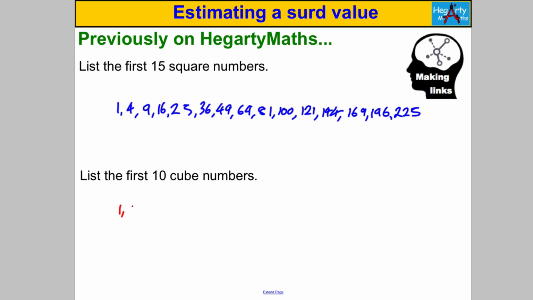1, 8, 27, 64, 125, 216, 343, 512, 729 and 1000. Can you do them as quick as me? So hopefully they are in your head. We're going to need them for the work that follows.